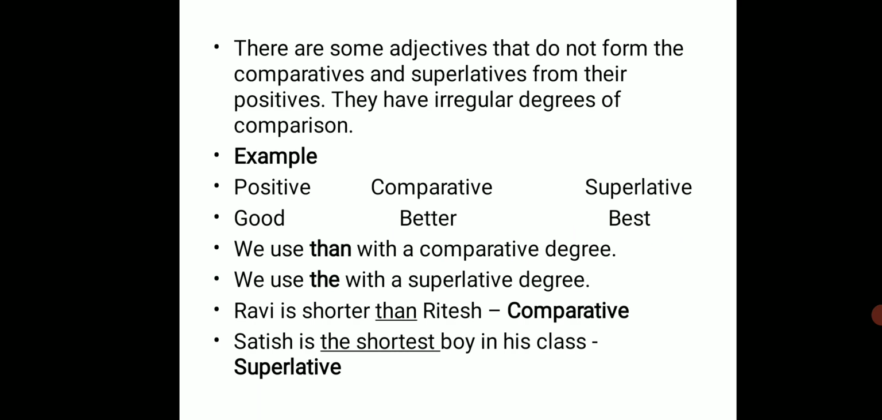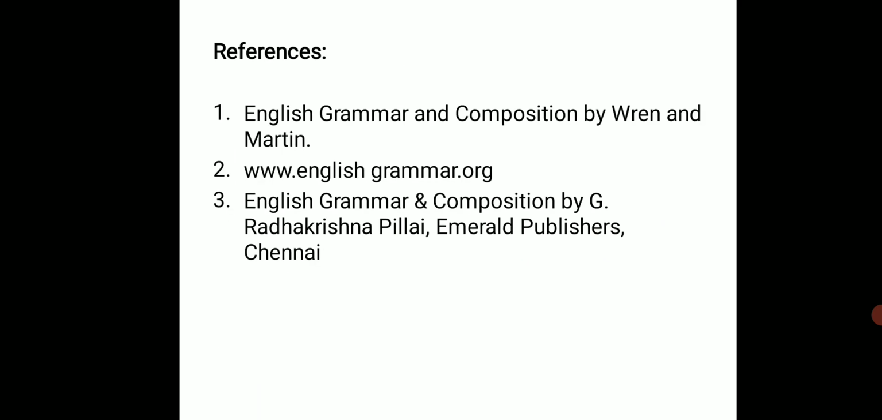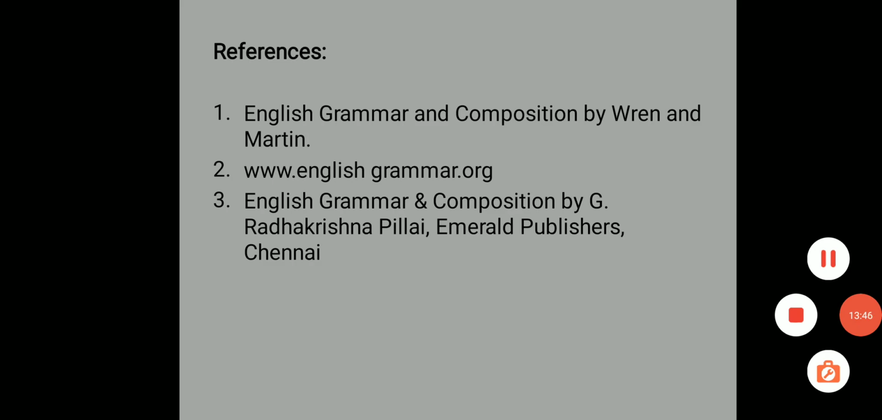Satish is the shortest boy in his class. Satish is the shortest. In superlative we are using the, and then the adjective short in its superlative form, that is est, shortest. Okay. So this is how there are rules to change sentences from positive to comparative and then superlative. With this, let's call it a day, and we'll continue the same in the next class. Thank you.